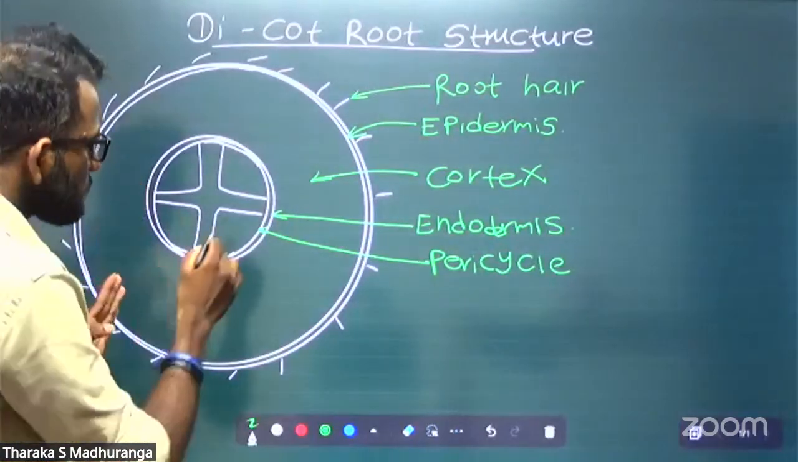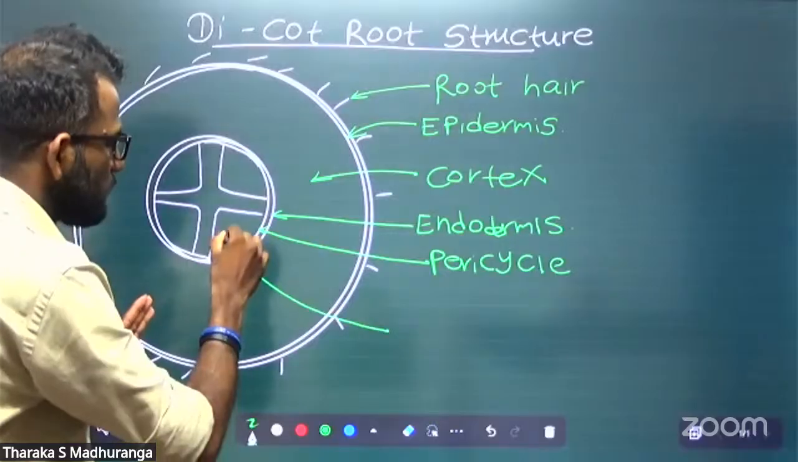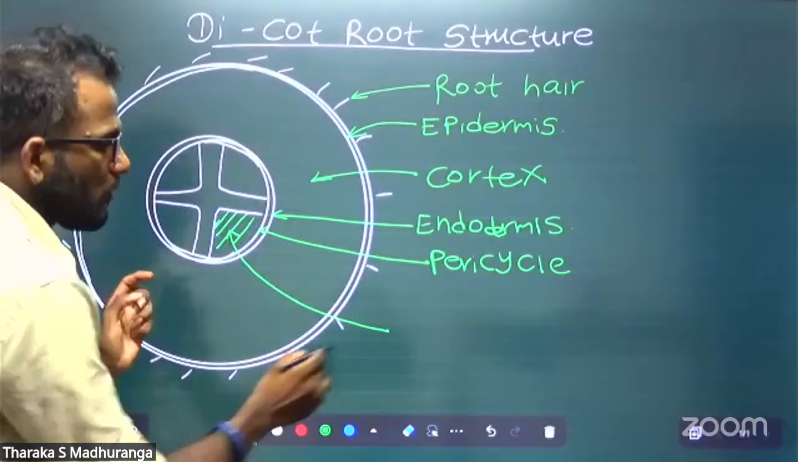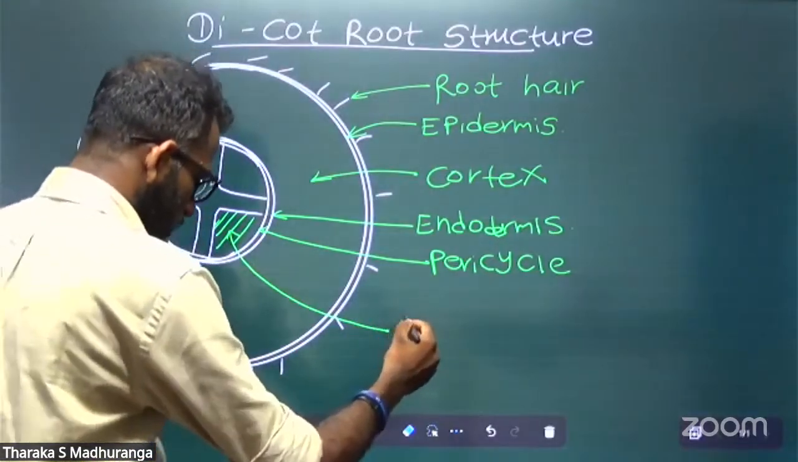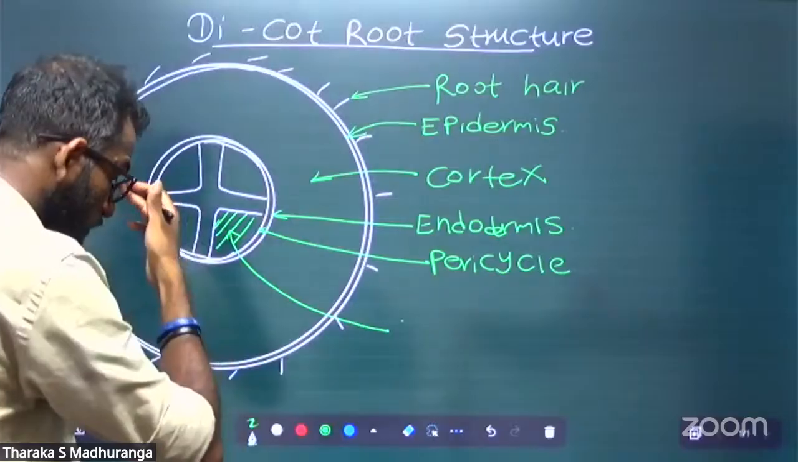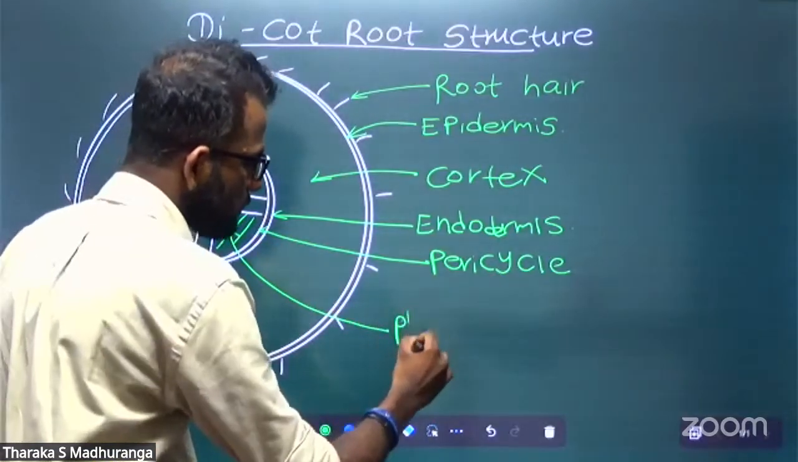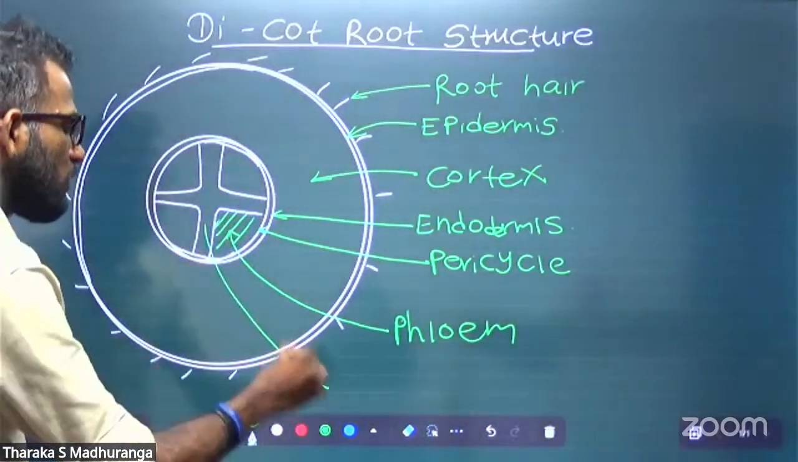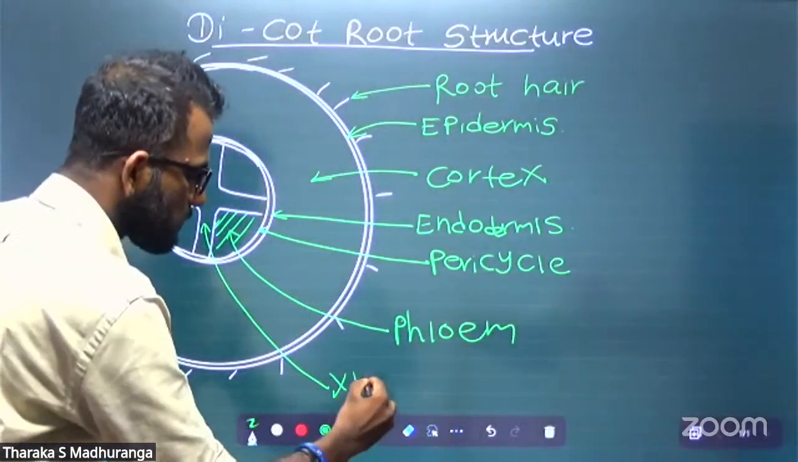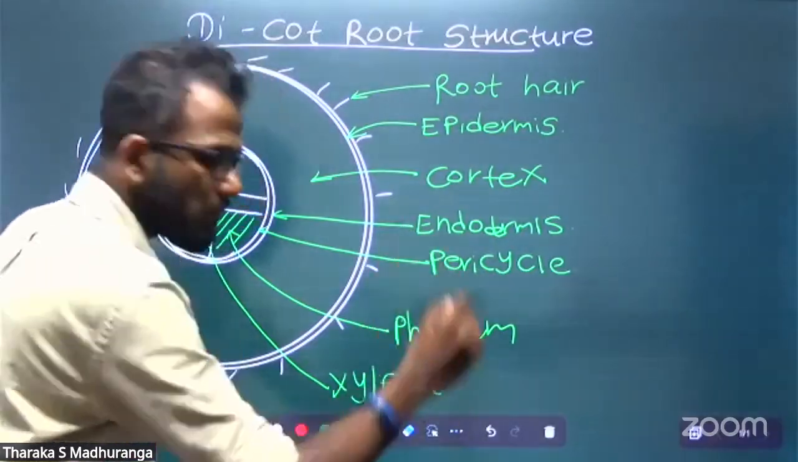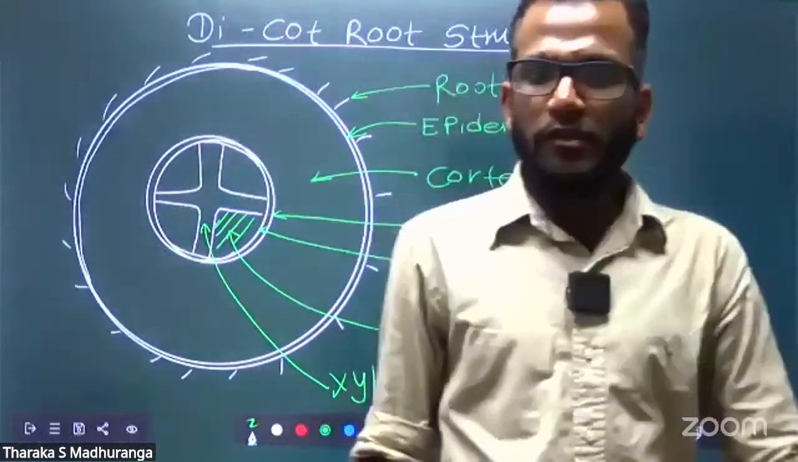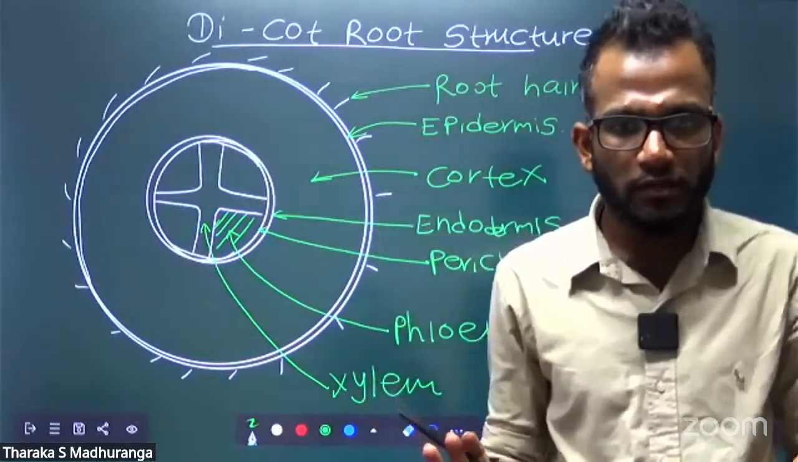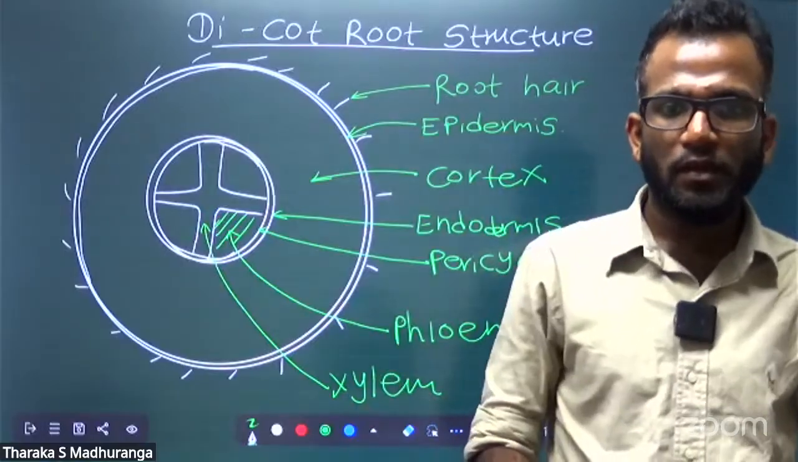Finally, this part, these spaces, we call the xylem, sorry, the phloem. Inside that, they are called the xylem. Okay, that's the structure of the dicot root.